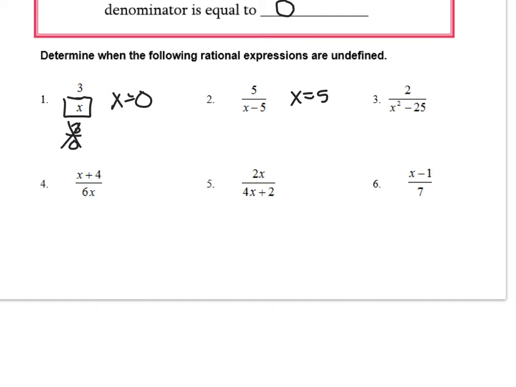But here's a sure way of getting the correct answer when you're asked for what value of x makes a fraction undefined. All you have to do is take the bottom of the fraction, set it equal to 0, and solve the resulting equation, because that's going to give you the value of x that gives you 0 in the bottom of the fraction. x equals 5.